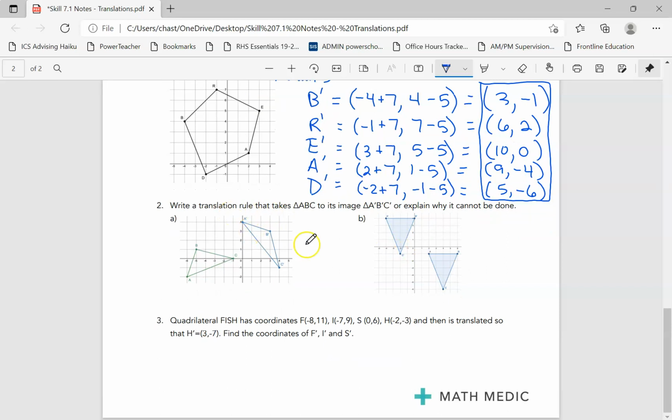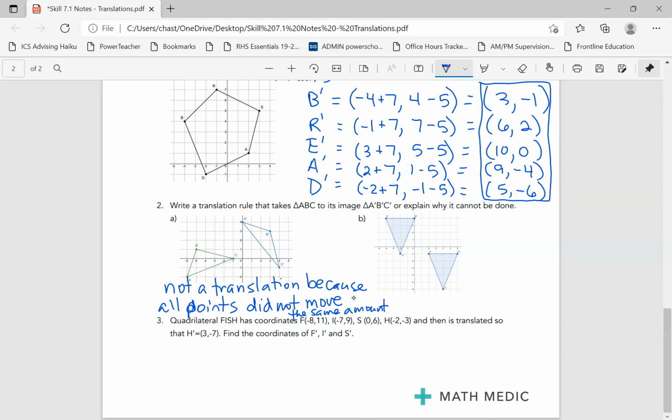For the next one, it says write the rule that takes ABC to its image A prime, B prime, C prime, or explain why it cannot be done. Okay, if we look at this first one, this is not a translation. And it's not a translation because all points did not move the same amount.